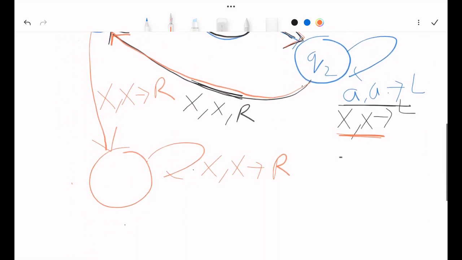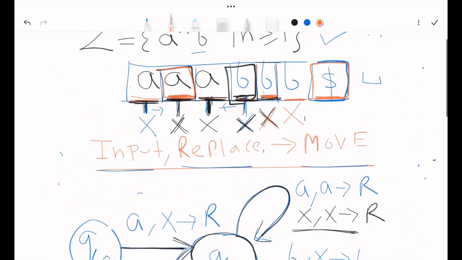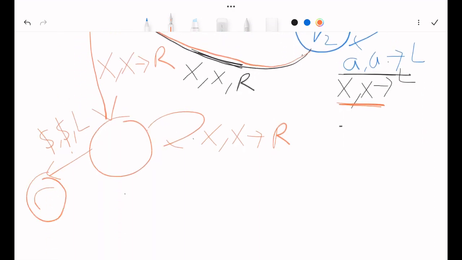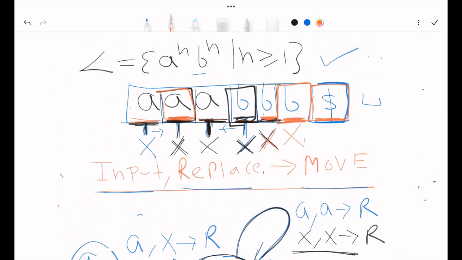Once dollar is coming, dollar replaced by dollar and move left. So I am here now. So this is my final state, accept. It means that I read all my text one by one.